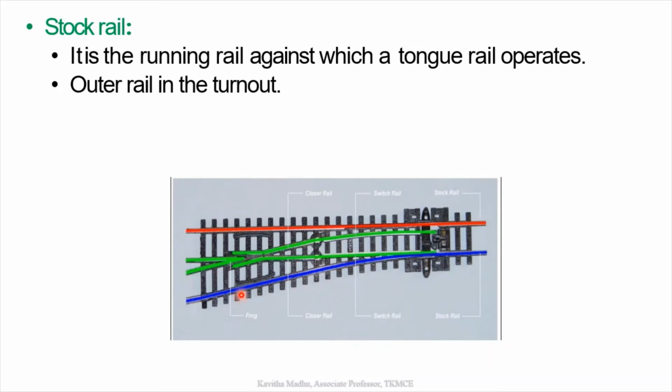How do you decide the direction of the turnout? If you are standing at the switch and looking towards the crossing, if the branch line is deviating to the left, it is an example of a left hand turnout. So this figure is an example of a left hand turnout. Here, of the leading rails, one is moving straight and the other one is moving to the left. So the stock rail is the one against which the trunk rail operates, and it is also known as the outer rail in the turnout, and the moving ones are known as the trunk rail. That we will see in the next slide.